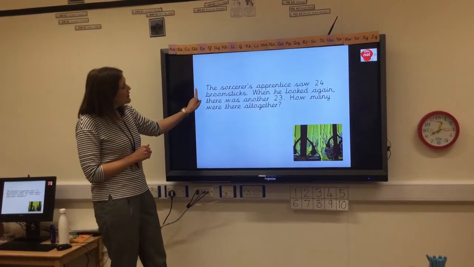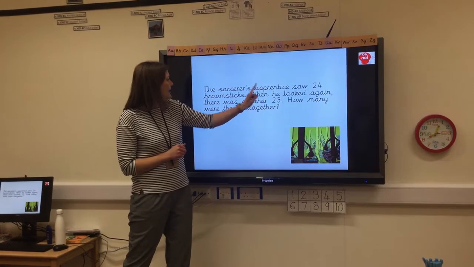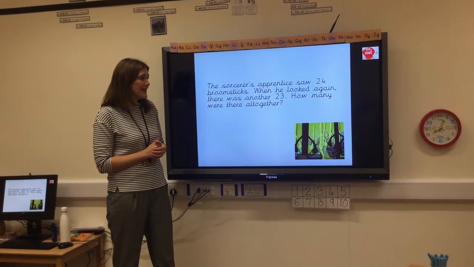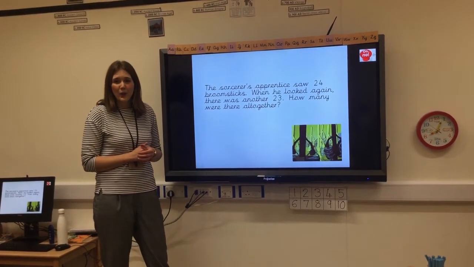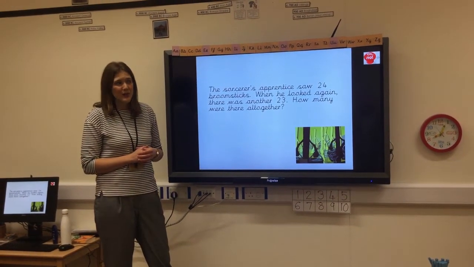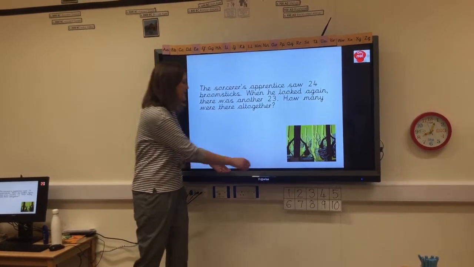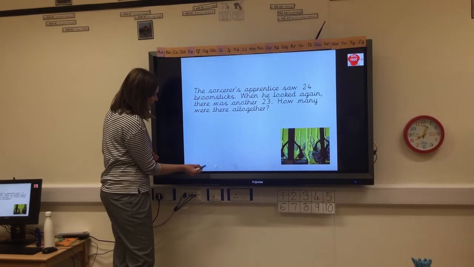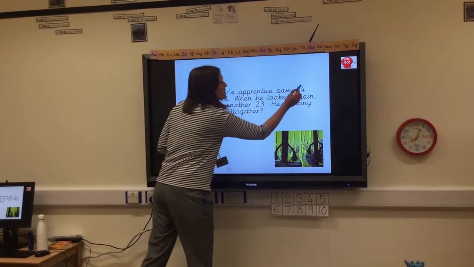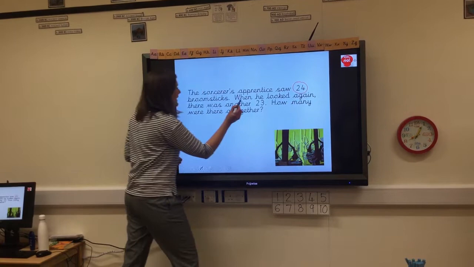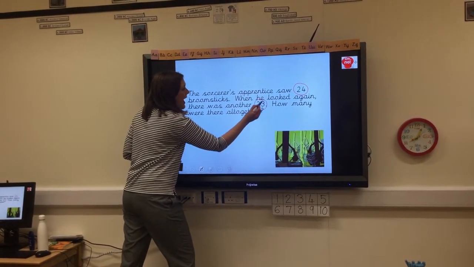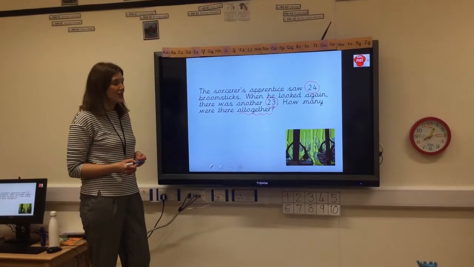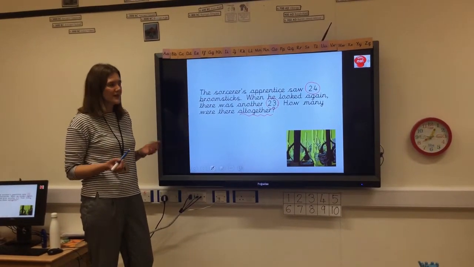It says, the sorcerer's apprentice saw 24 broomsticks. When he looked again, there was another 23. How many were there altogether? So the first thing we're going to do is work out what are the important bits of information from this problem. So first of all, it's the numbers. So we'll get those numbers out of the problem. So we need the 24, we need the 23, and this word altogether lets us know that it's an addition calculation and we're going to work out the total or the sum.